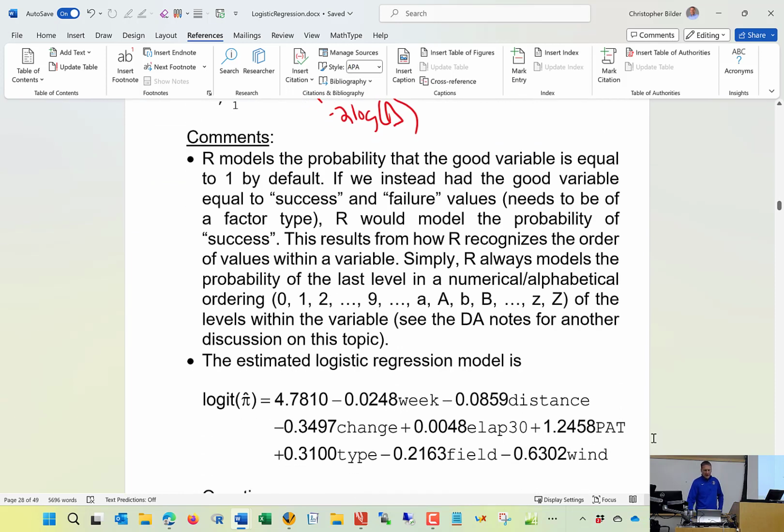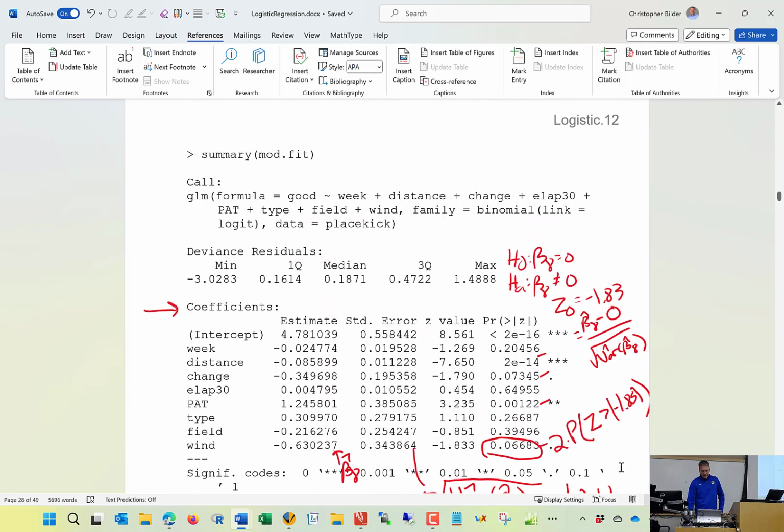Okay. So some comments. If we go back up to the summary of mod.fit, remember our dependent variable, our response variable, is either a 0 for failure or 1 for success. And the way that this function glm works, when you say I want logistic regression, and if you have values of 0 and 1 for your dependent variable, it will actually try to find a logistic regression model for the probability y is equal to 1, which in our notation then is pi. But why did it choose that versus maybe doing a model for the probability y is equal to 0?